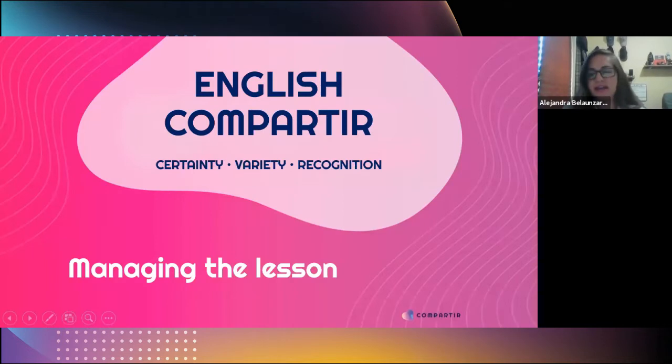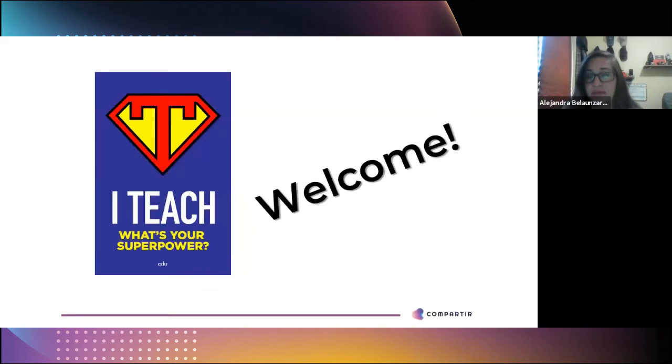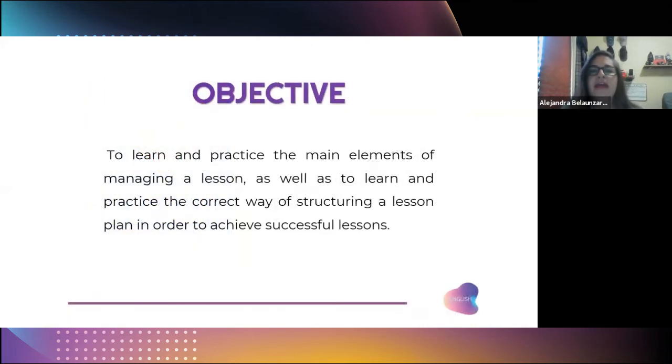So as we said, the subject of this session is managing the lesson. I welcome all of you, teachers, and I hope that we have a very nice session today. The objective of this session is to learn and practice all the elements that we have when we are managing a lesson. The idea is to practice also the way of structuring a lesson in order to have successful lesson plans. As you know, because you are teachers, it's very important to have a very well-managed lesson in order for our lesson to be actually successful. Okay, if we do not have the idea previously, it's very difficult to achieve a good lesson plan.